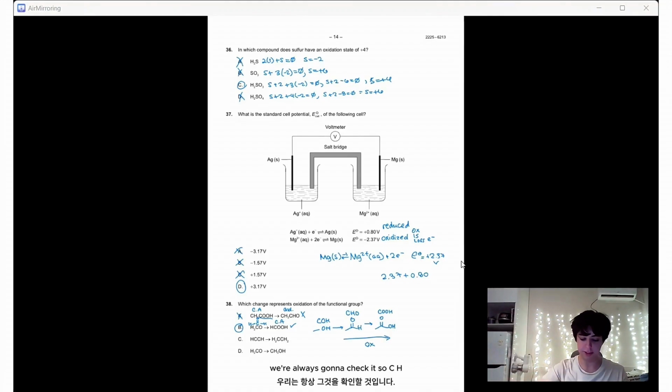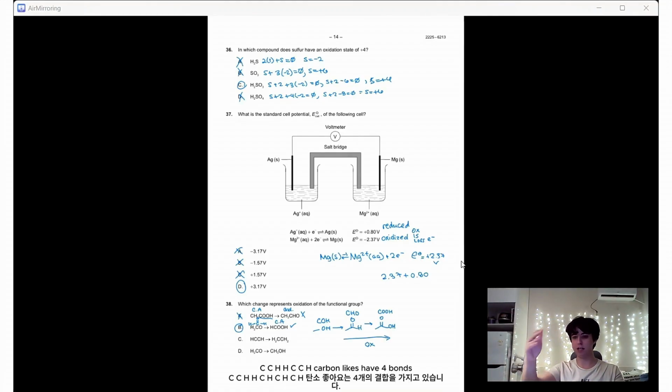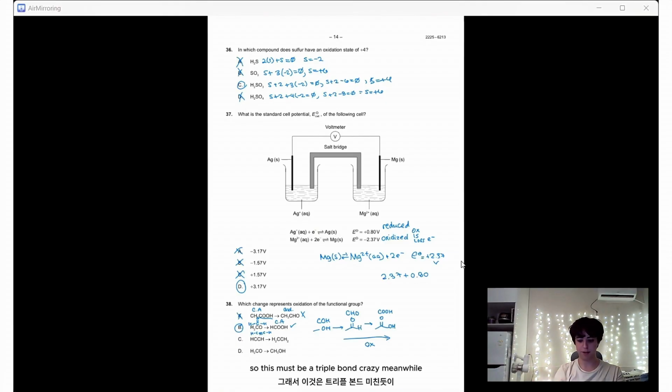So C, HCCH, HC. H. Carbon likes to have four bonds, so this must be a triple bond. Crazy. Meanwhile, H2CCH2.